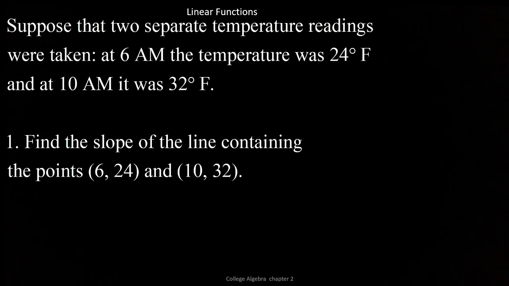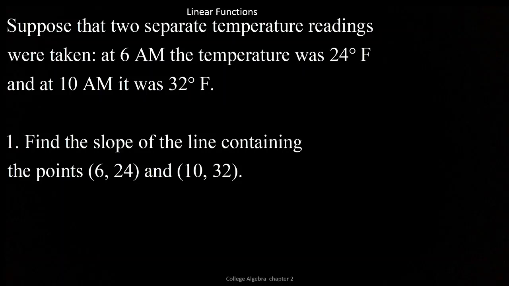So here is one. Suppose that 2 separate temperature readings were taken at 6 a.m. and at 10 a.m. At 6 a.m. the temperature was 24 degrees and at 10 a.m. was 32 degrees. Now it says find the slope of the line containing the 2 points. Well, here 6 is 6 o'clock. If you assume 6 is 6 a.m., 10 is 4 hours later. So at 6 was 24, at 10 is 32.